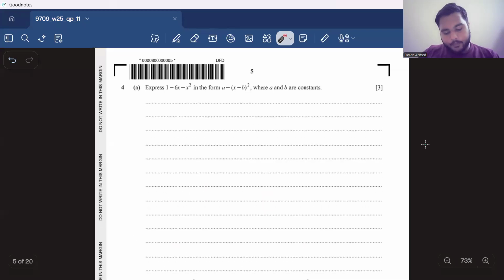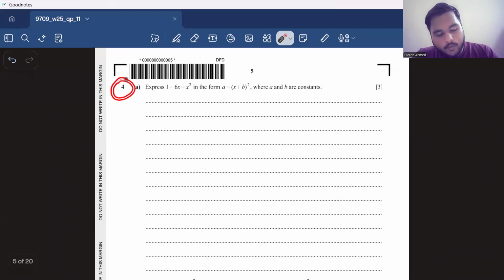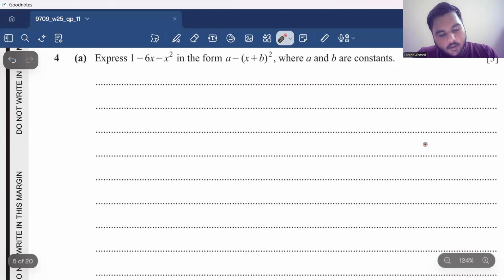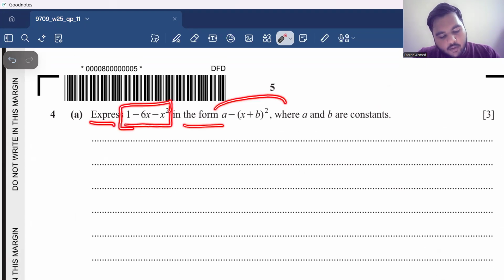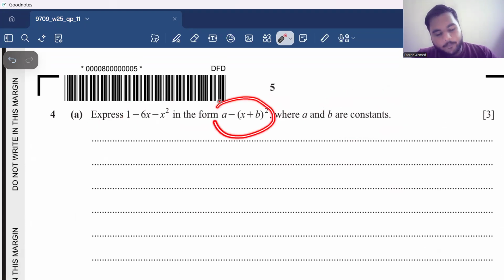Now we have question number 5. They are saying express 1 minus 6x minus x square in the form of a minus x plus b whole square, where a and b are constants. So it is completing the square. We have to make this in the completing square form.